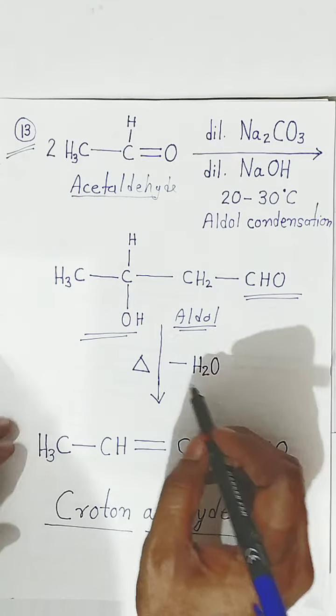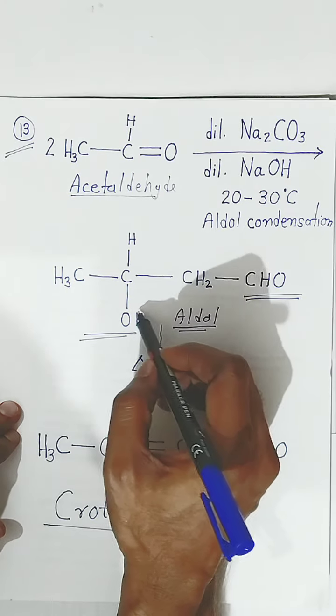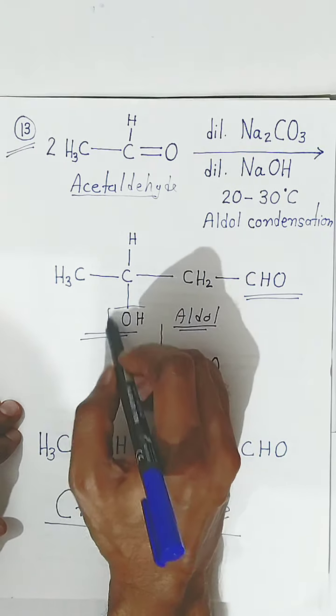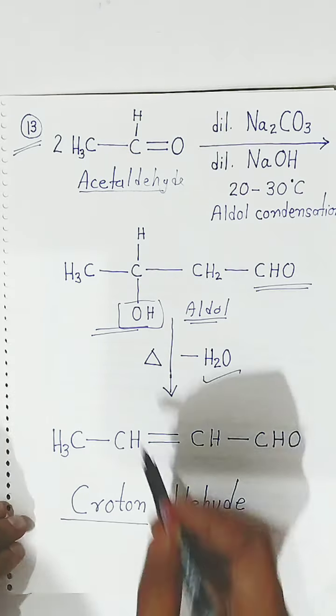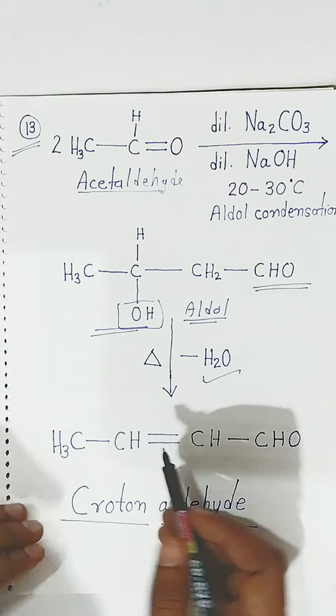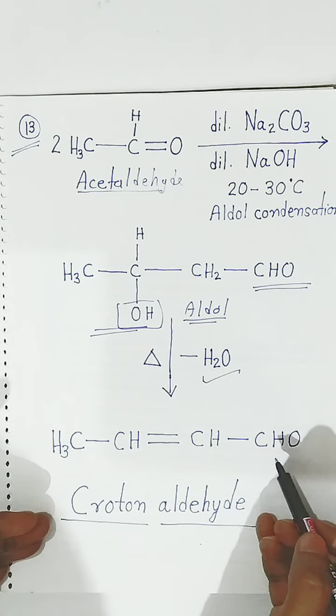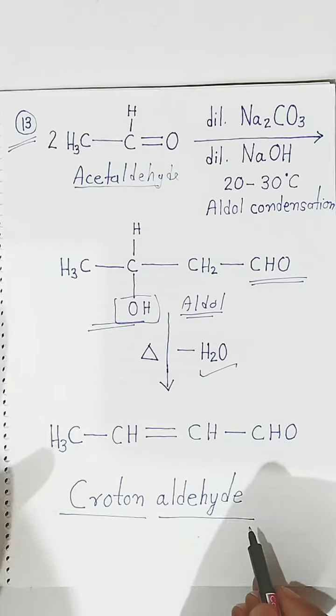Now this aldol product, when you heat it, there is an elimination of water molecules. This OH will go and one of the hydrogens here, and it will eliminate water molecules and be converted into an unsaturated aldehyde. That means an unsaturated double bond will be there in the aldehyde molecule. We call it crotonaldehyde.